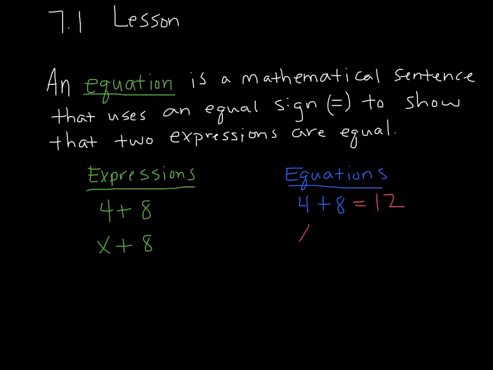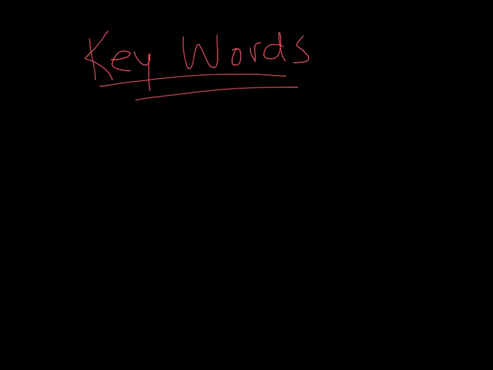And we could say that, whoops, change my colors back. If I had x plus 8 and I said that equals 12, that's a difference between our equations and expressions. So an expression is only showing you what's being added, where an equation has that equal sign. So it's a mathematical sentence that uses an equal sign to show that two expressions are equal. This is showing that 4 plus 8 equals 12. This isn't showing us what it equals. That's just the expression.